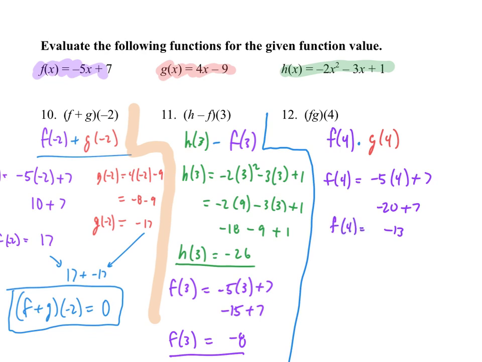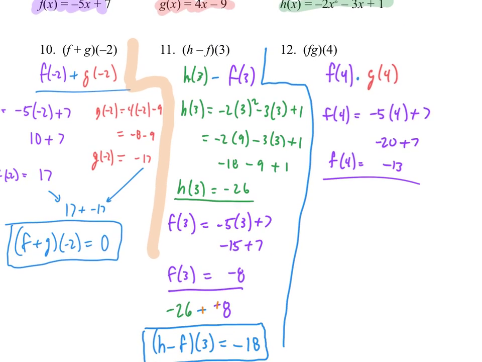Again, I'm just going to underline that so I don't lose it. And I want to find out what g of 4 is. g of 4 is 4 times 4 minus 9. So 4 times 4 being 16 minus 9. 16 minus 9 is 7. So g of 4 is 7. Again, underline that. What we were asked to do is multiply those two things. So I'm going to take negative 13, multiply it by 7.